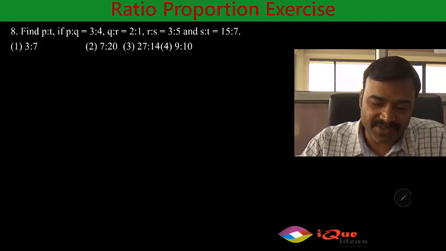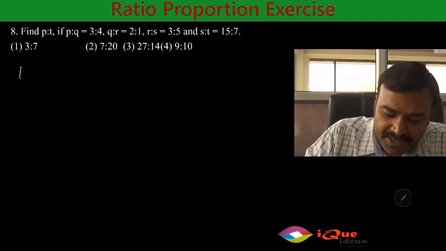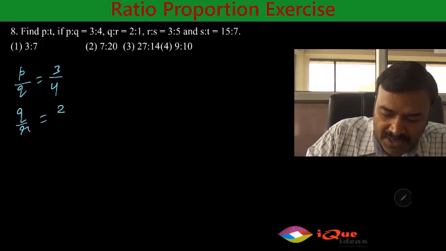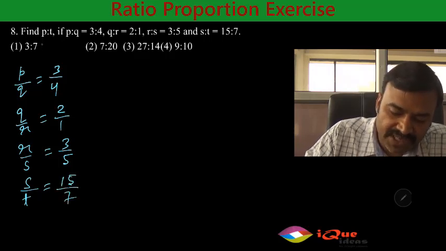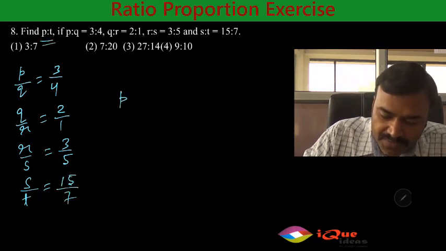Now in this one, as you can see, it is a direct question. P by Q is given as 3 by 4, Q by R is given as 2 by 1, R by S is given as 3 by 5, S by T is given as 15 by 7. Now what is the question asking? The question is asking P is to T. So here we don't need to do anything. We just need to multiply all of them.